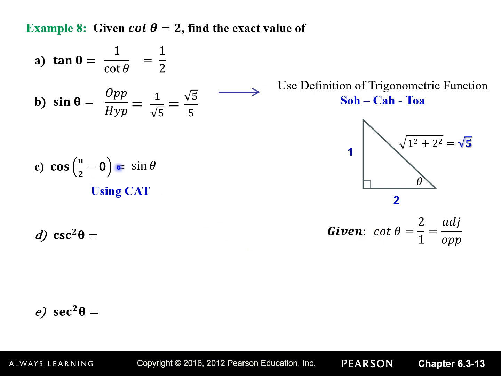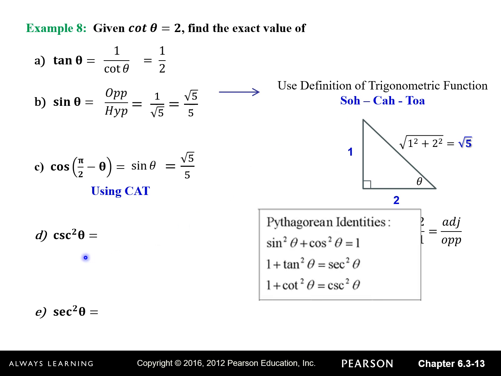So the cosine of pi over 2 minus theta is simply equal to sine theta. Since we already have the value of sine theta in letter B, we will just copy the answer in letter B, which is the square root of 5 over 5. So this is for letter C. Then for letter D, cosecant squared theta, as I told you, you can use the value of cosecant theta in this Soh-Cah-Toa. You would define cosecant as hypotenuse over opposite, then just square the value.